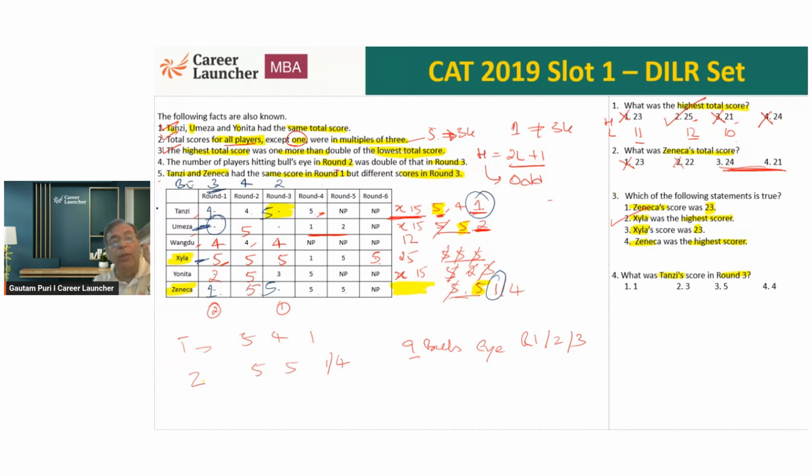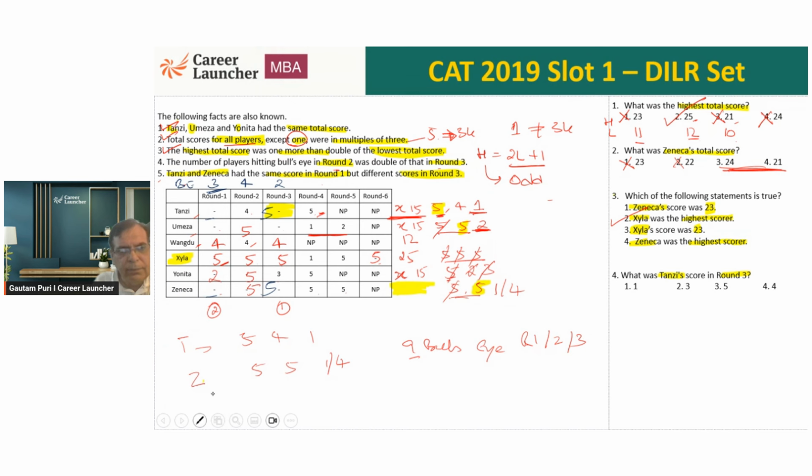Round 1 needs 3 bullseye. If Tanzi and Umeza both have 1 point in round 1, then the maximum Umeza can get is 2 bullseye. But the maximum round 1 can have is 2 bullseye, and we need 3. So that means this is a wrong combination. 1 1 will not happen, this will be 5 5. Okay, so I'm just erasing this part, so that 1 is not possible out here. Okay, so this is going to be 5.